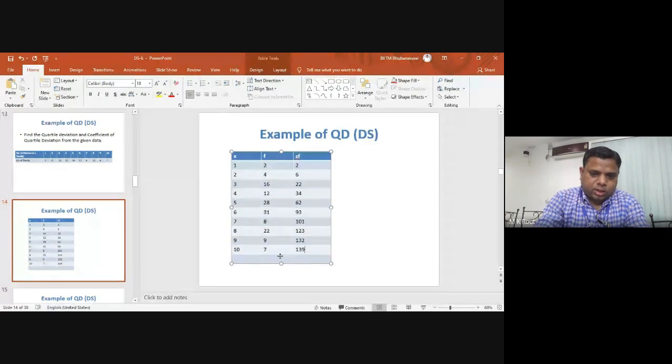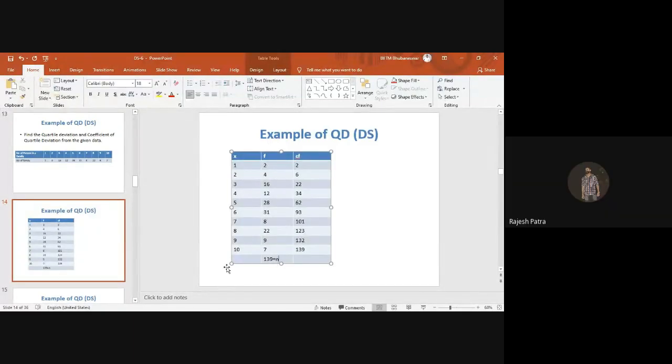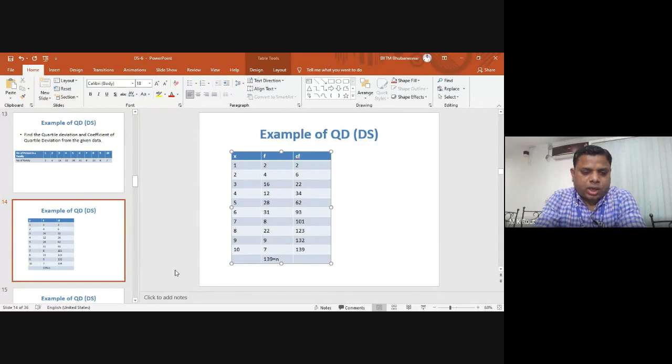So here the sum of frequency is 139. That is your n value. That equals n. Then proceed for calculation of Q1 and Q3.